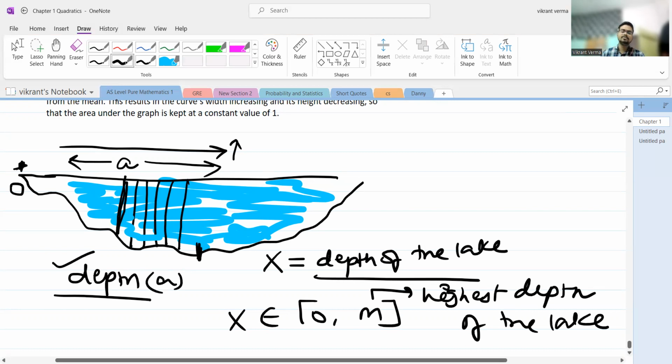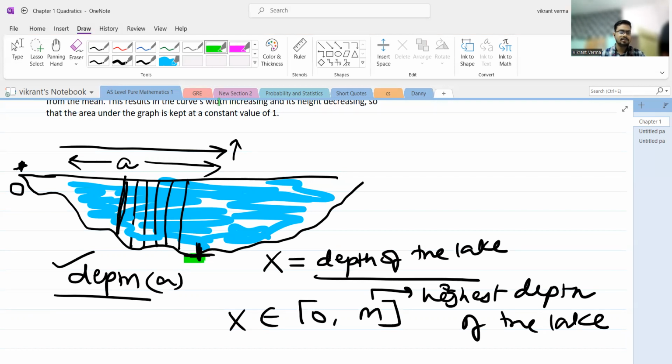Okay, so capital M will be the highest depth. It will be around somewhere here. Okay, so this is the point. Let me show you in the green. This point here. Most probably this will denote the maximum depth of this lake. Okay, so this was the practical situation where I have given you an example, where this continuous random variable may occur.